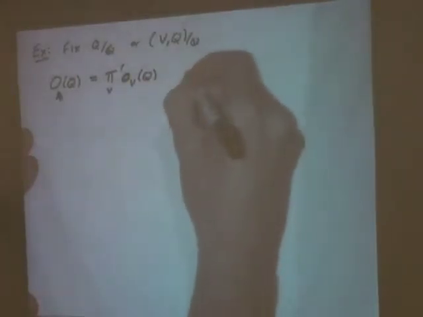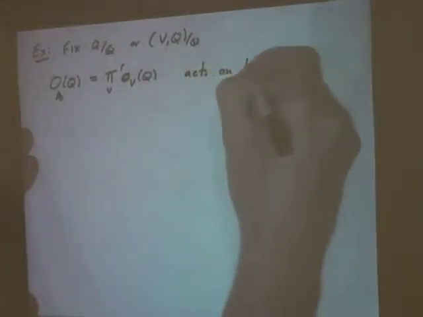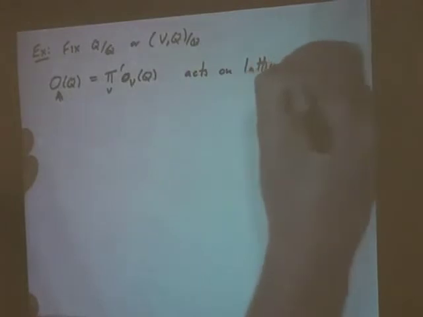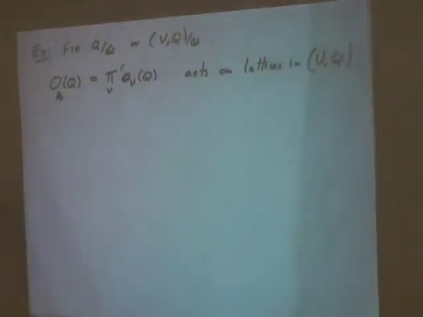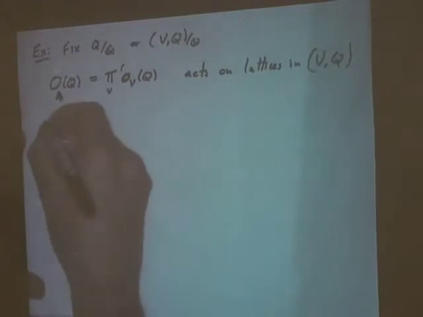And I claim that this acts on lattices in the vector space VQ. I want to explain how this action works because it's really kind of cool. And this example hopefully will convince you that this is the right kind of way to understand a genus of quadratic forms. So let me start with a fact.